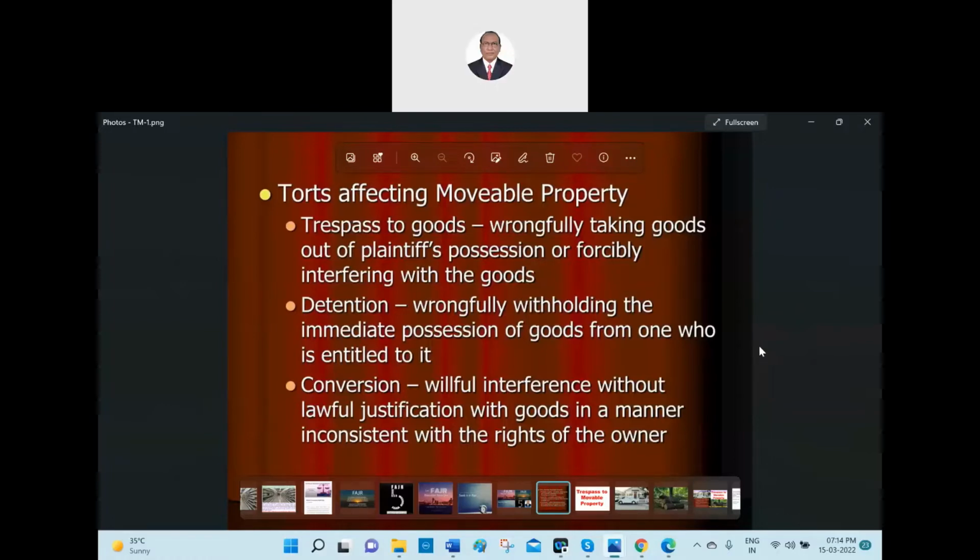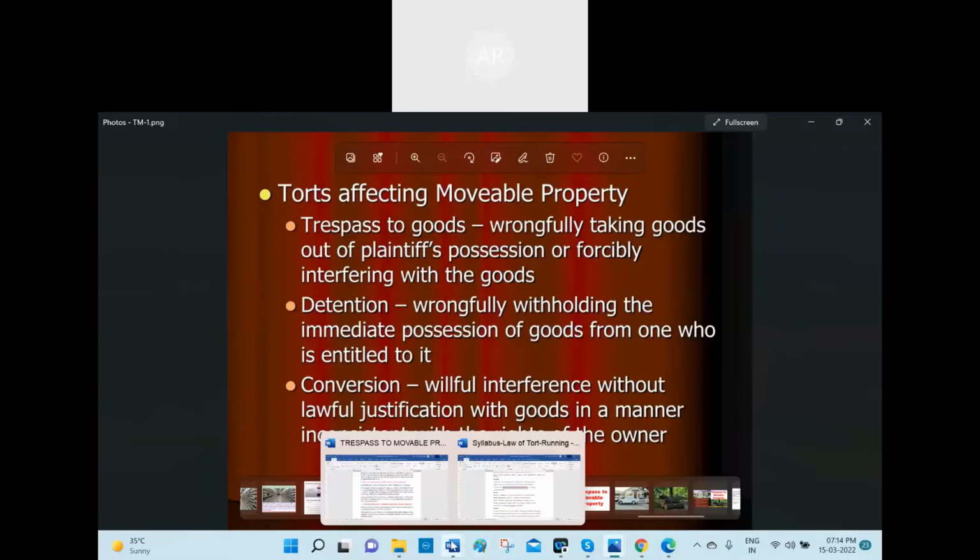What is the case law which should be on the tip of your tongue when I say conversion? Ruplal versus Union of India. Next. Consolidated Company versus Curtis. That is the important case law we have to remember.